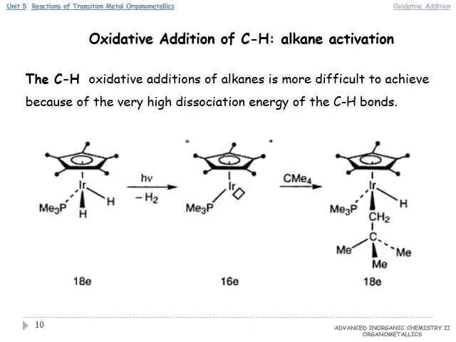In order to carry out this oxidative addition of alkanes, it is necessary to start from a high-energy 16-electron species, such as this one, which has been photochemically generated from an electron-rich complex, that one, containing a Cp* or pentamethylcyclopentadienyl ligand.